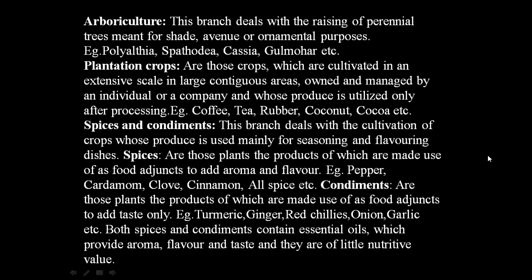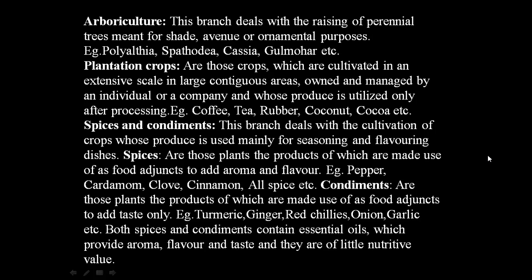Plantation crops are those crops which are cultivated on an extensive scale in large continuous areas owned and managed by an individual or a company and whose produce is utilized only after processing. Example, coffee, tea, rubber, coconut, cocoa, etc.